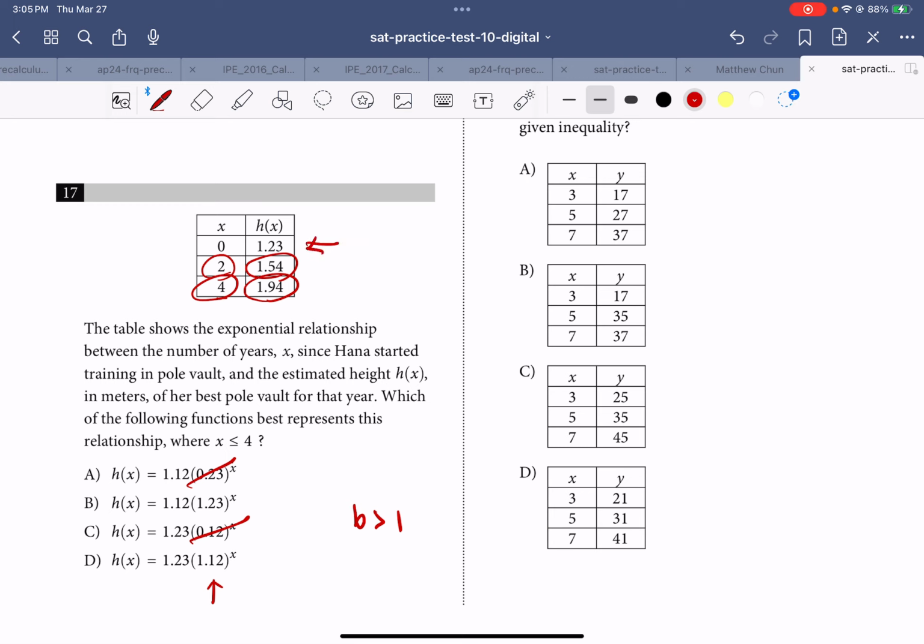So when you plug in x equals 0, you should get 1.23, so which is only this, right? We got 1.23 and 1.12 to the 0, right? When x equals 0, anything to the 0 power is 1, so that's 1.23. So that only shows the value in the table.